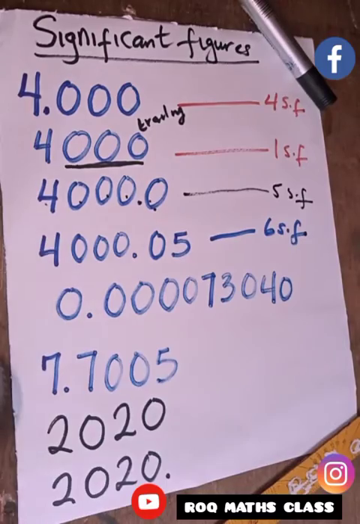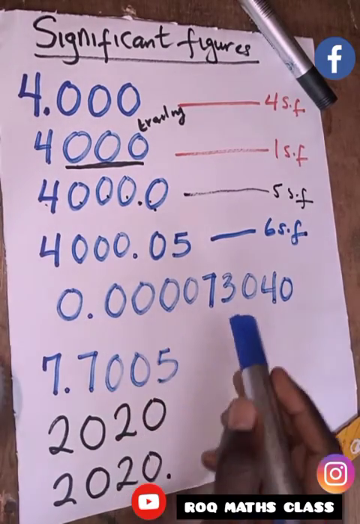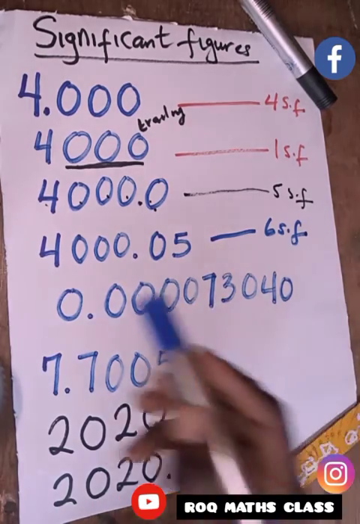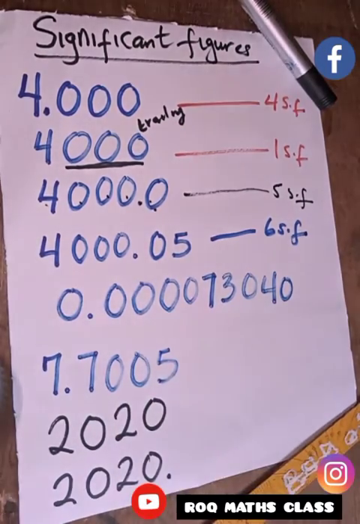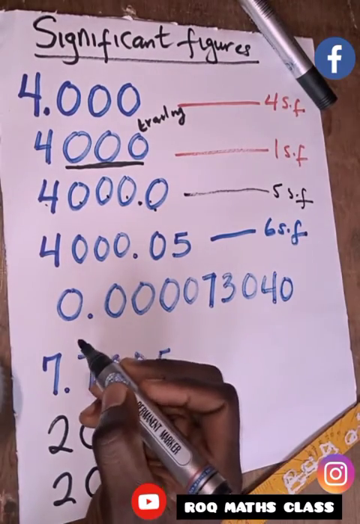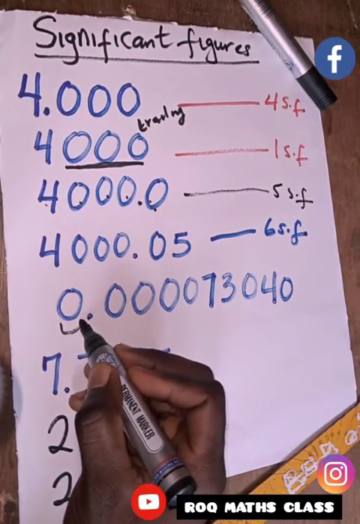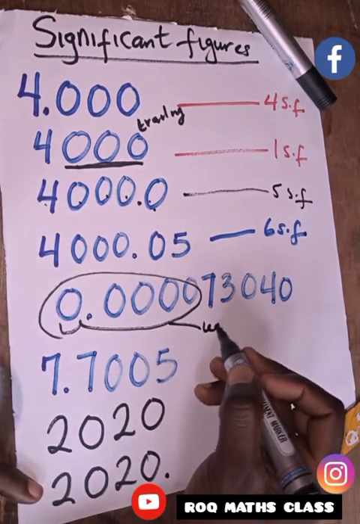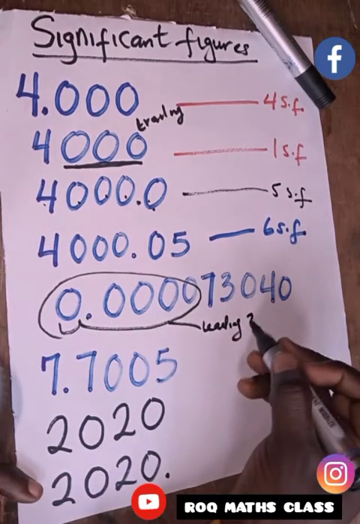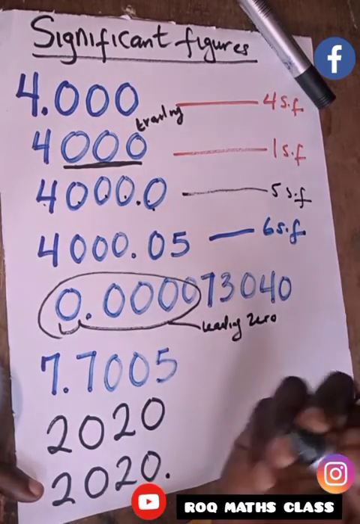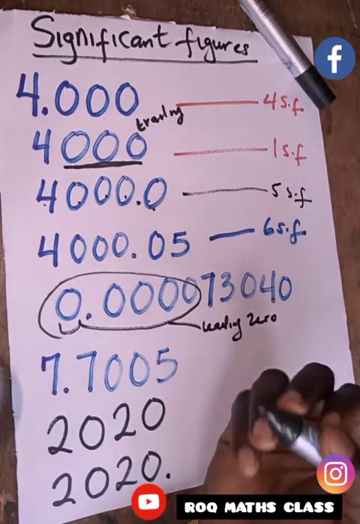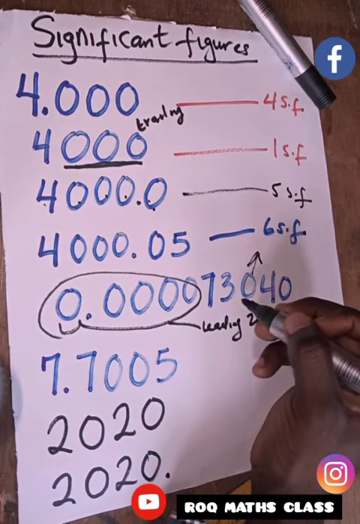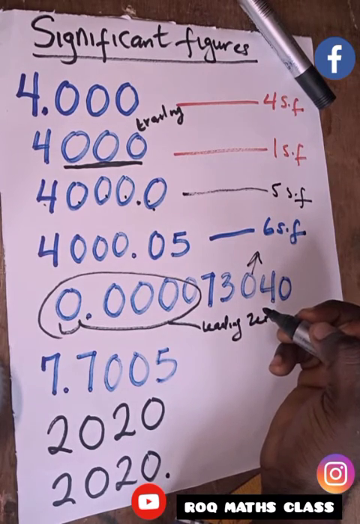Now the next one that I have is 0.000073040. How many significant figures is this? I know you are trying to count all these numbers. No, you don't need to count them, because the number you have before your decimal point is 0. So all these zeros like this are leading zeros, and leading zeros are not significant figures. But this 0 that is here is between 2 integers, and it is part of the significant figures.